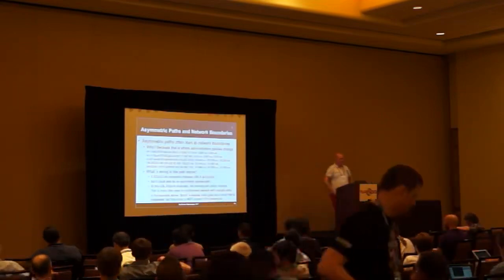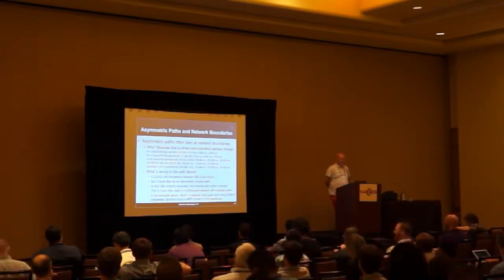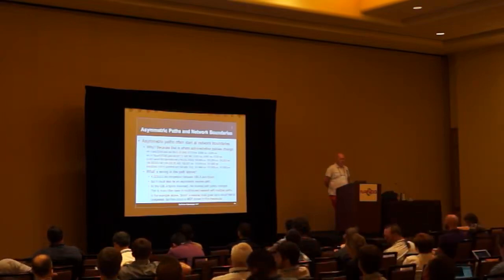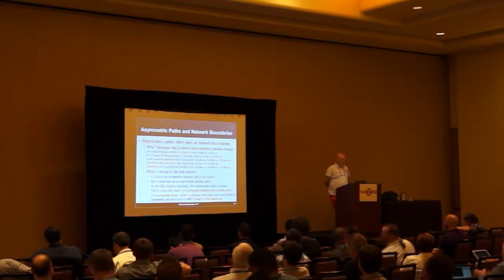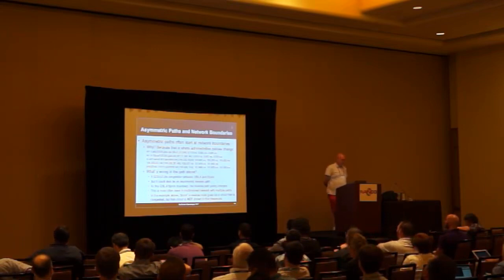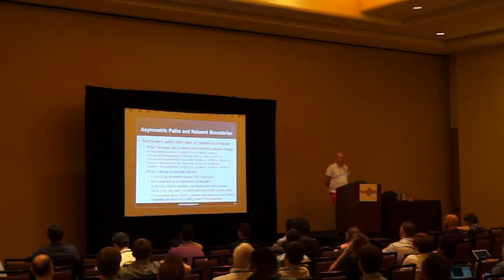So asymmetric paths tend to start at network boundaries. That was why I said that it was so important to identify the network boundaries earlier, because that's where the administrative policies change. So look at this example, and you see that Global Crossing to Sprint, you see a network boundary, and you see Ashburn on one side and Ashburn on the other side, and the latency has gone up 100 milliseconds. So that could be 2 things.